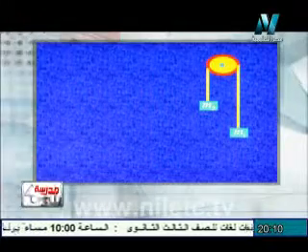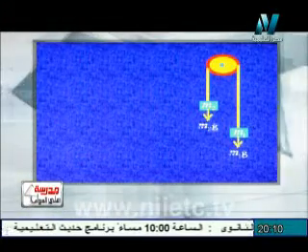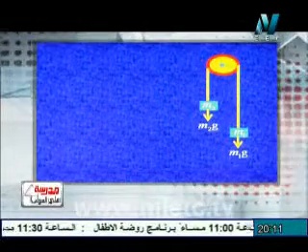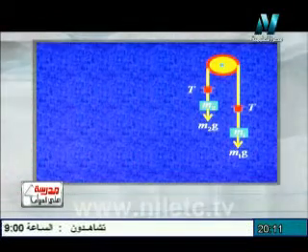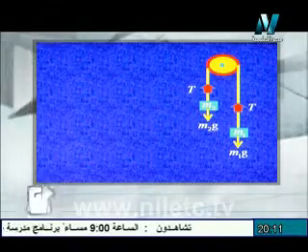The weight of each mass, which is M1G and M2G, acting downward. First we have two forces M1G and M2G, each of them vertically downward. And we have two tensions in the two parts of the string, upward.